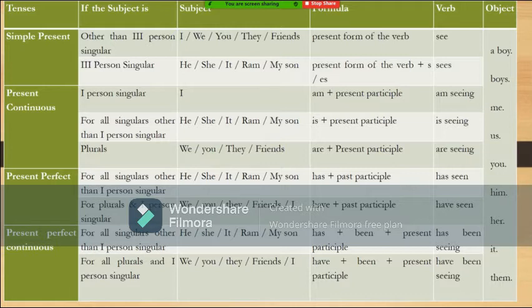There are 7 pronouns. We all know. First person singular pronoun is I. First person plural is we. Second person singular and plural also we have you. For third person singular we have he, she, it. And for third person plural we have they. So totally we have 7 pronouns. These 7 pronouns can be subjects in a sentence. There is a possibility for them. And there are 3 more chances.